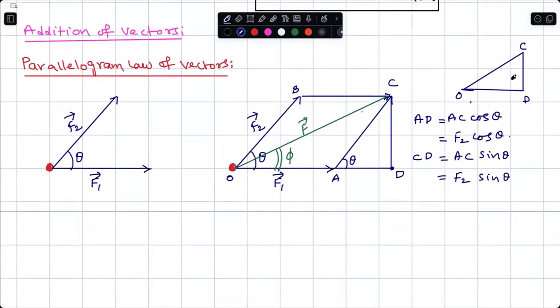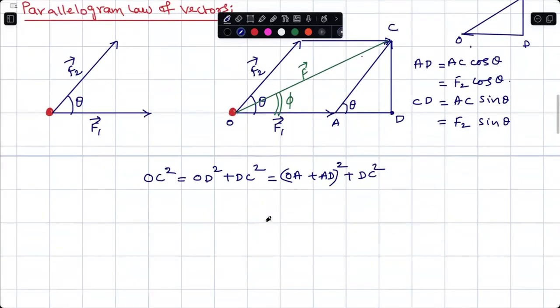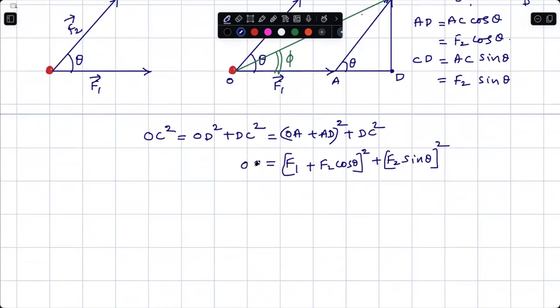Now in the original triangle which I have chosen here, we have OC square is equal to OD square plus DC square, which is nothing but OD is OA plus AD, whole square, plus DC square, which is nothing but OA is F1, AD is F2 cos theta, whole square, plus DC is F2 sin theta, square. Right. So finally, I have OC square like this.